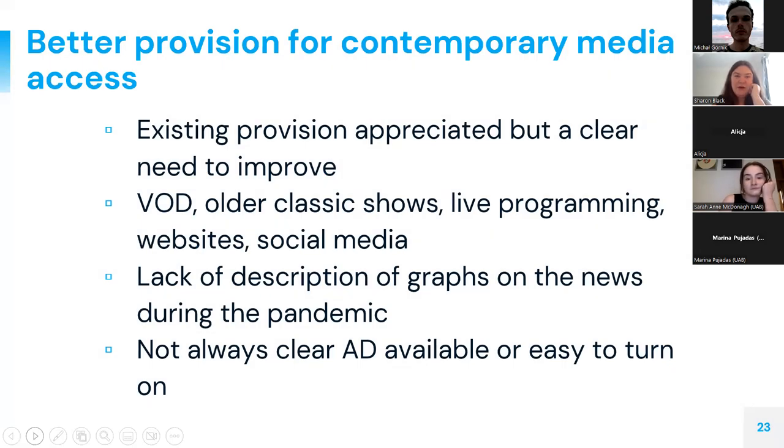So in terms of better provision for contemporary media access, this theme, participants expressed that the existing provision was very much appreciated, but that there was a clear need to improve access, particularly access to older classic shows, live programming, websites, social media, for example, video on demand. Interviewees highlighted a lack of audio description, for example, on graphs on the news during the pandemic, which is really key information for citizens. And interviewees also highlighted that it's not always clear that audio description is even available or easy to turn on.